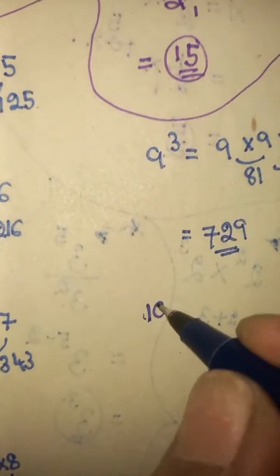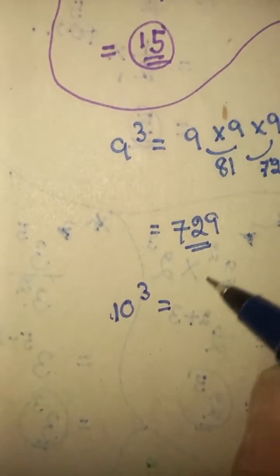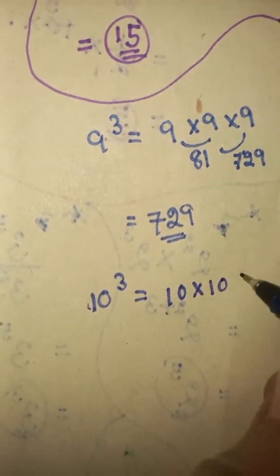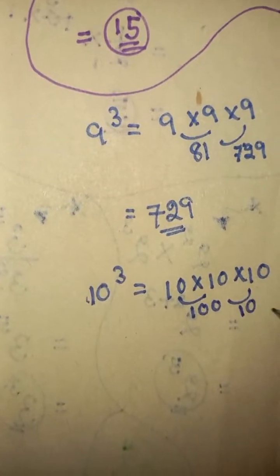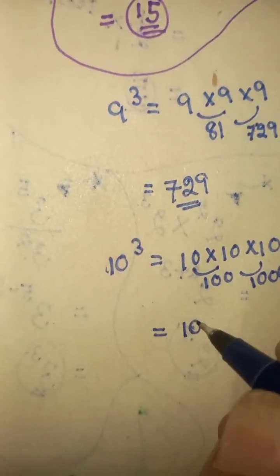Let's take the next number, that is 10 cube. 10 cube means it is 10 times 10 times 10. 10 times 10 is 100. 100 times 10 becomes equal to 1000.